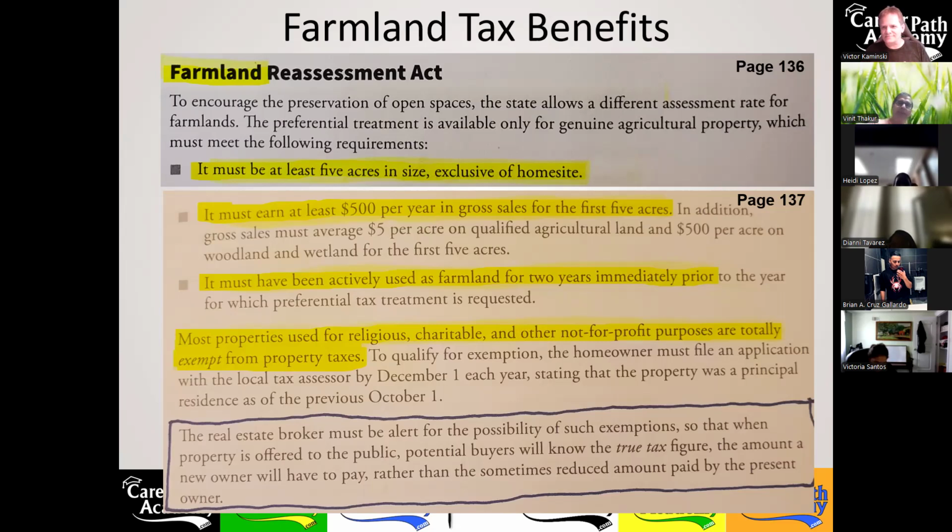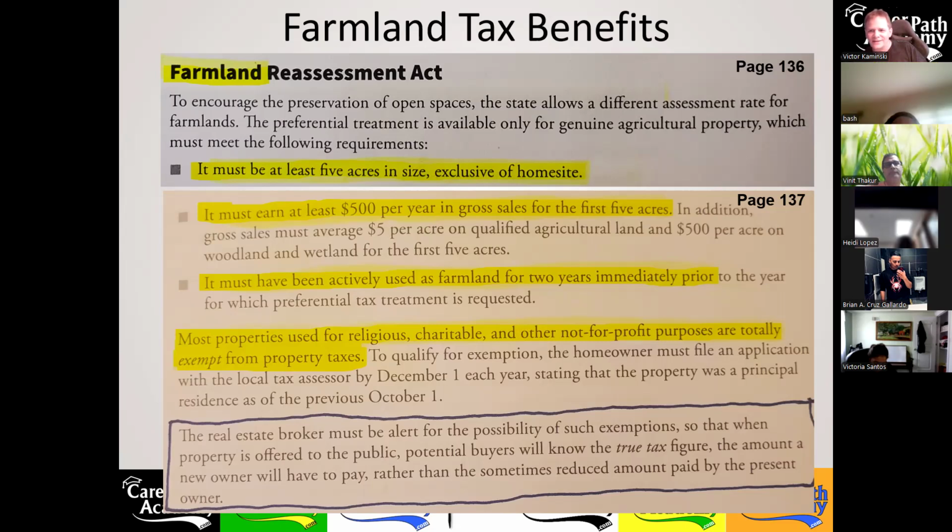That's 98%. So basically, you could have a chicken coop and just be good to go, as long as you gross at least $500 per year for that first 5 acres. Yeah, that's why lots of people in front of their homes are putting some vegetables. You can buy whatever you want to put there. I was just about to mention that.